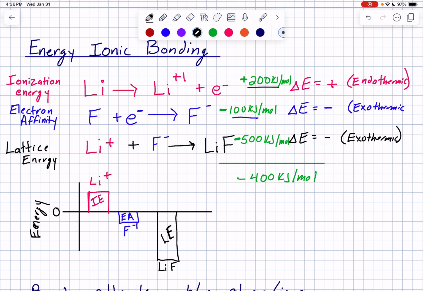This is just an easy picture way to see it. It'll be the same format every time. You'll label the ionization energy and your cation formula. You'll label the electron affinity or electron attraction as the anion, and you'll label the lattice energy as the ionic compound.